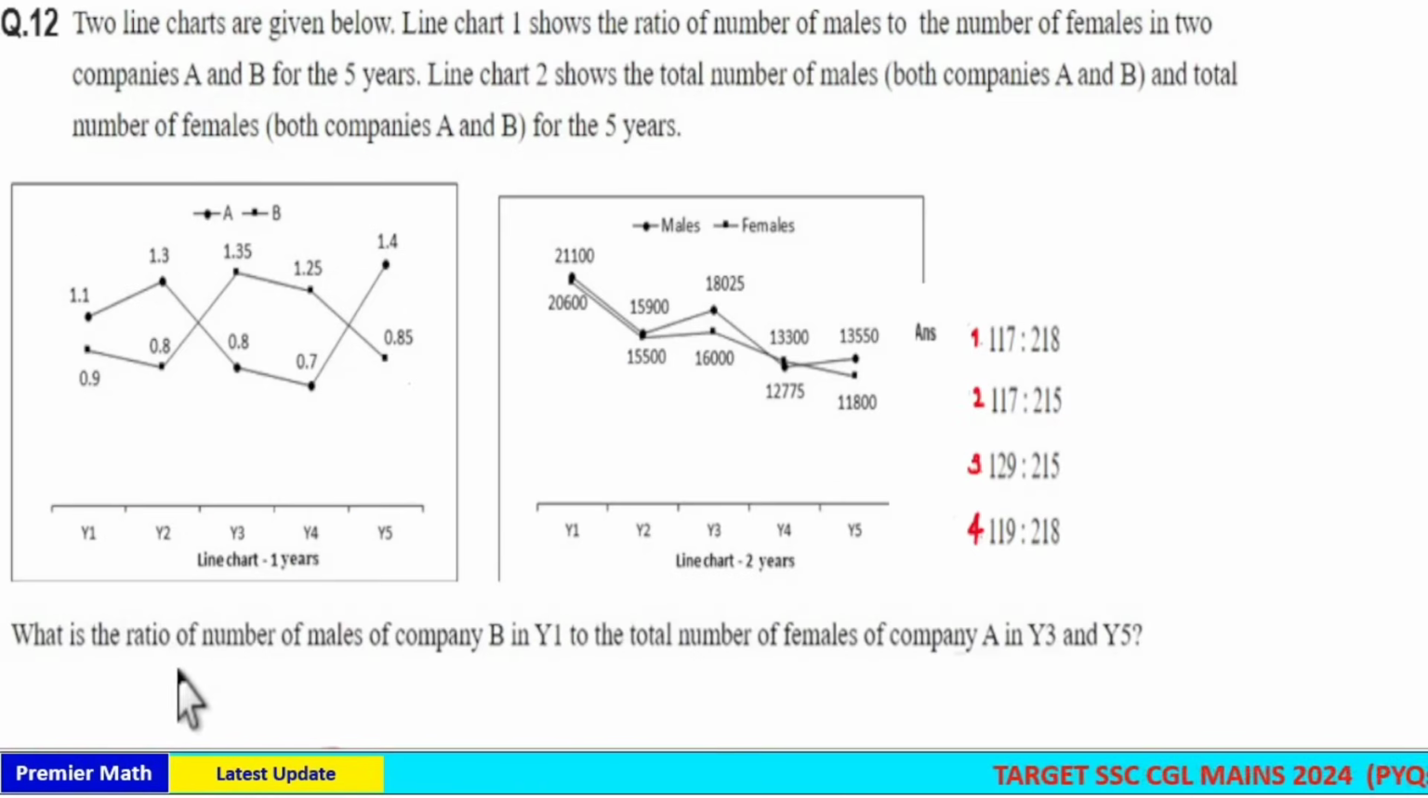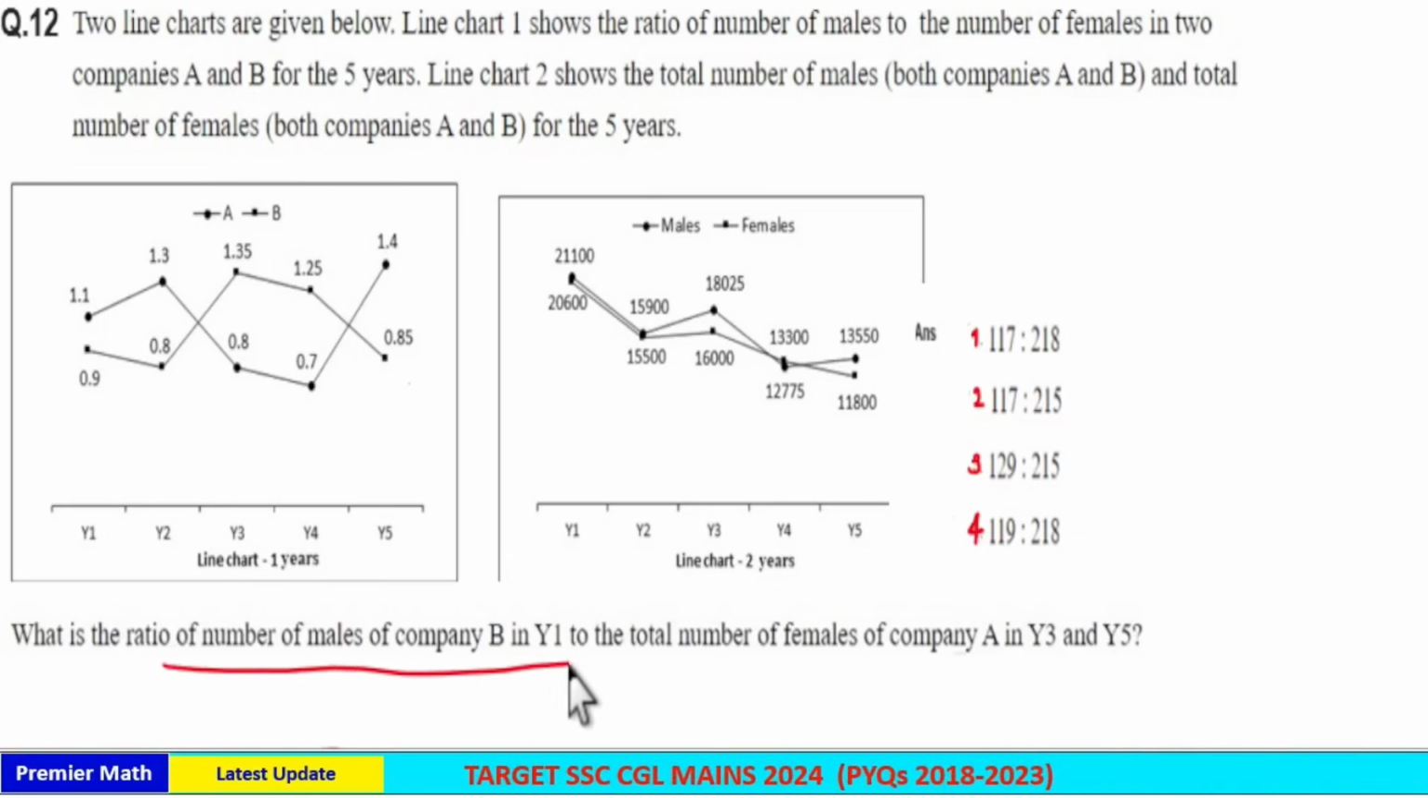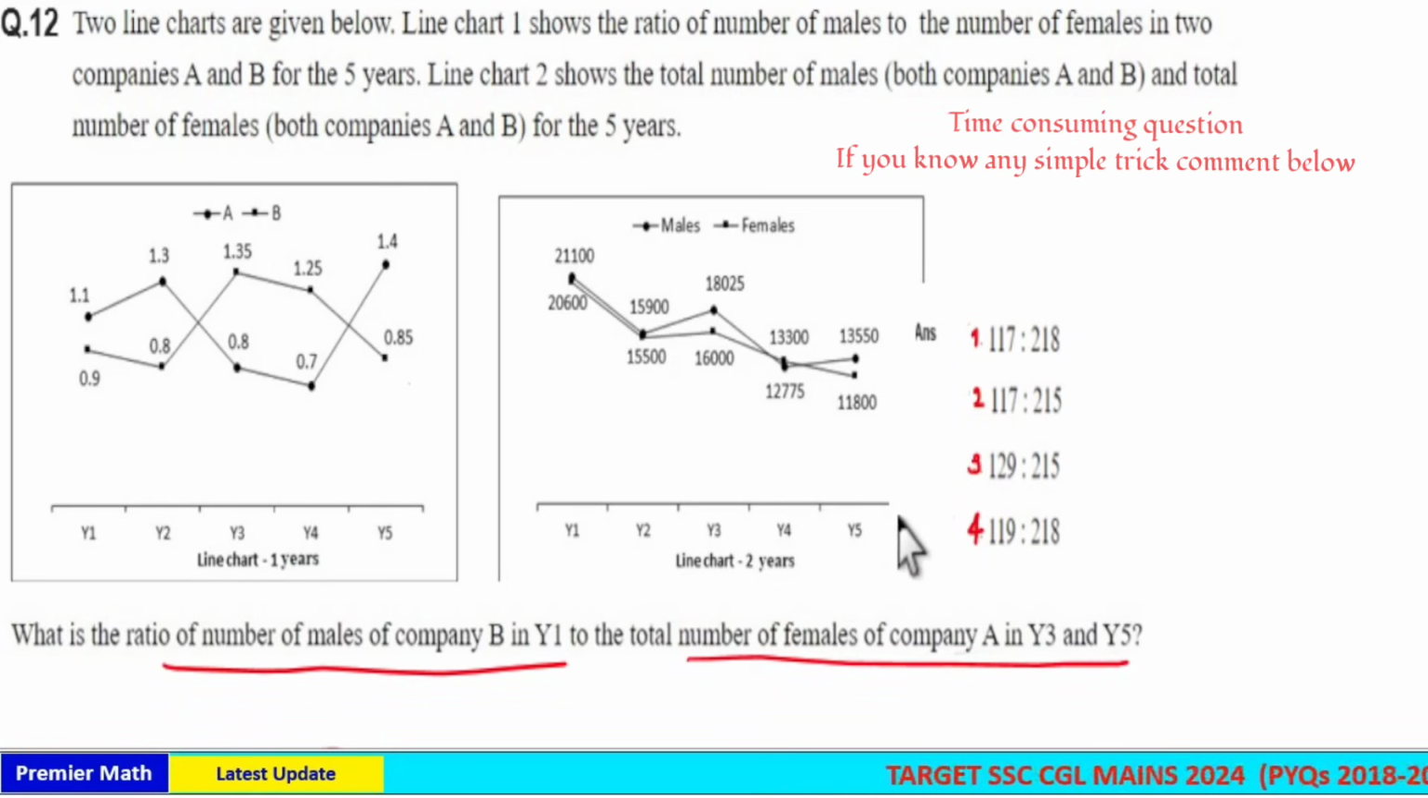Here, what is the ratio of the number of males of company B in Y1 to the total number of females of company A in Y3 and Y5? Here, this question takes too much time. So, solve it at the end of your exam if you have time, because here, option verification is not possible.